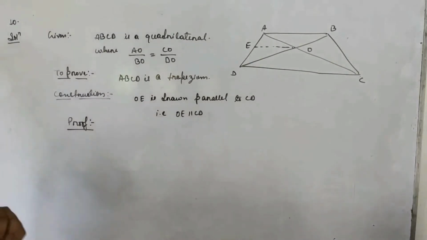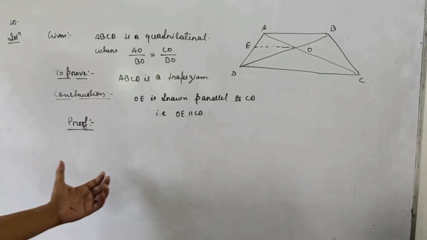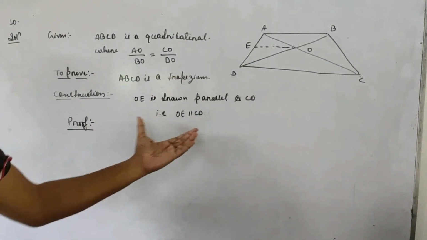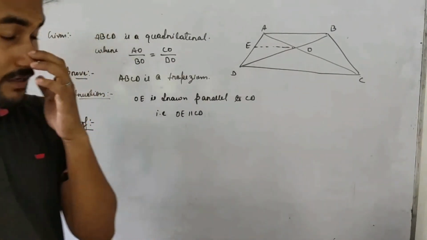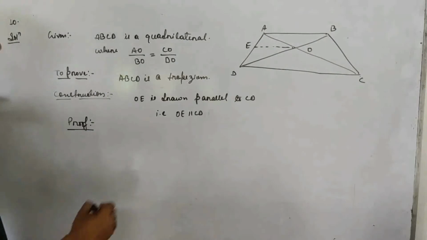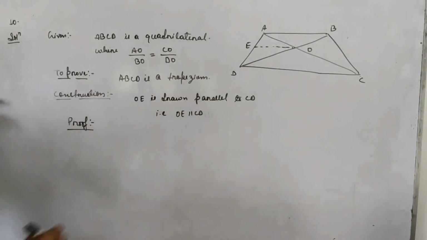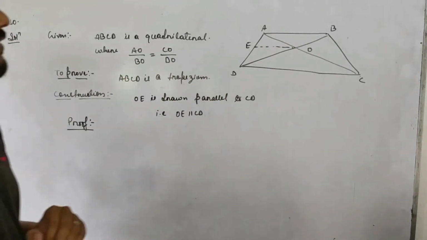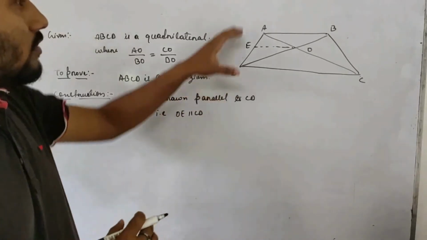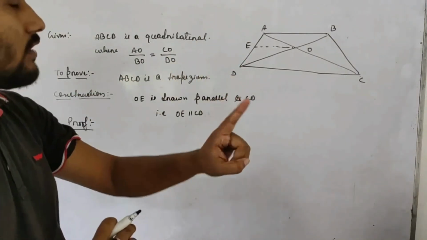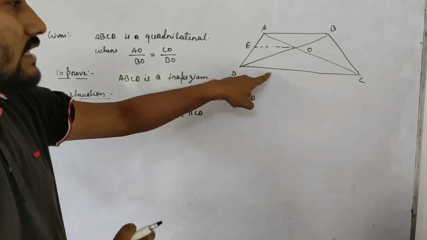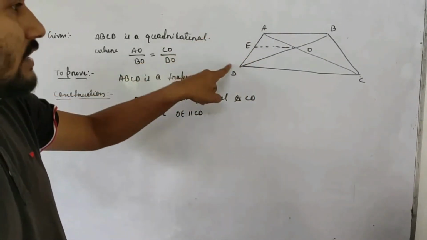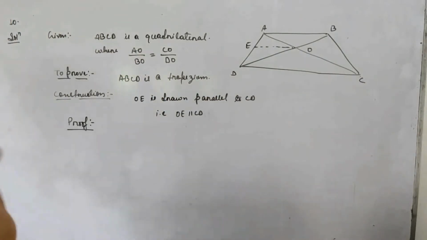Okay, so what is given? At first what is given? OE is parallel to CD. Means we have constructed that OE is parallel to CD. So we will use this one. In which triangle is OE parallel to CD? Which triangle? Which triangle has CD as a side along with OE? A, D and C. See the diagram properly.